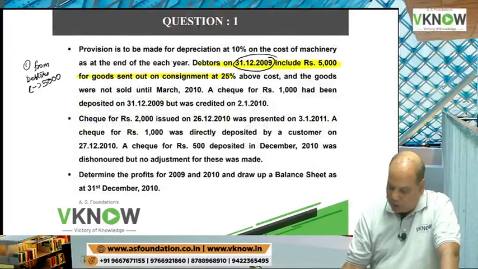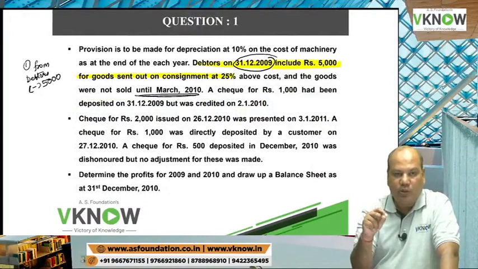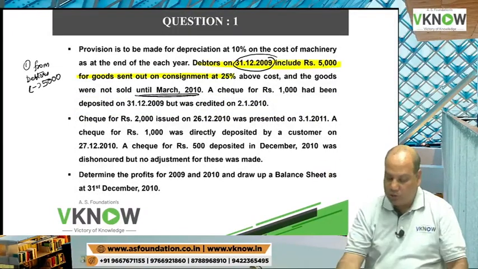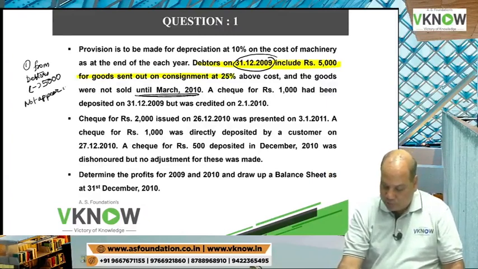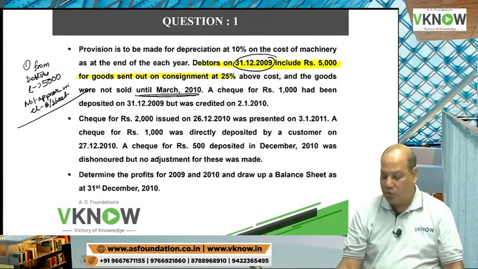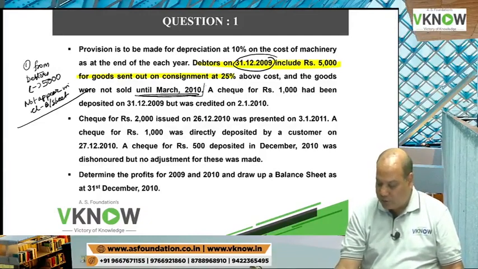Okay. And then this stock was sold in March. That means the same stock will not appear in the closing balance sheet. It has been sold. If it is sold, the matter is closed. So up to this one adjustment.